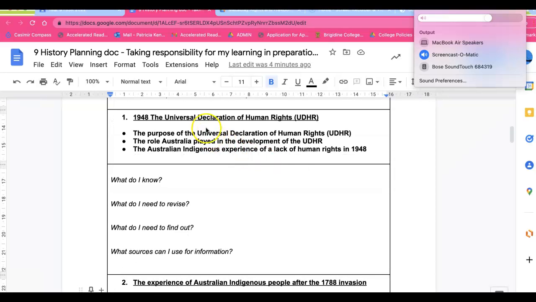Topic 1, 1948, the Universal Declaration of Human Rights, or the UDHR. So you should be able to talk about the purpose of the Universal Declaration of Human Rights, the role Australia played in the development of the UDHR, and the Australian Indigenous experience of a lack of human rights in 1948.